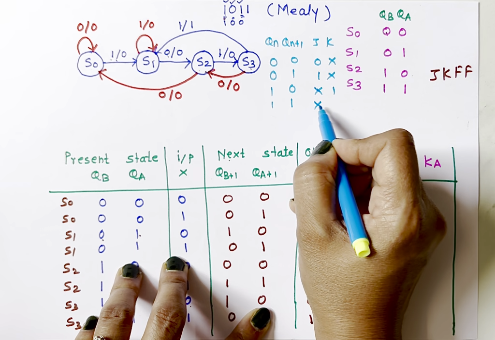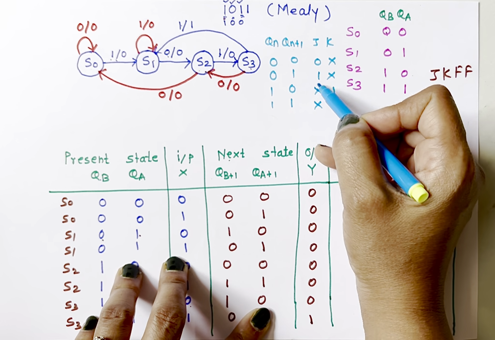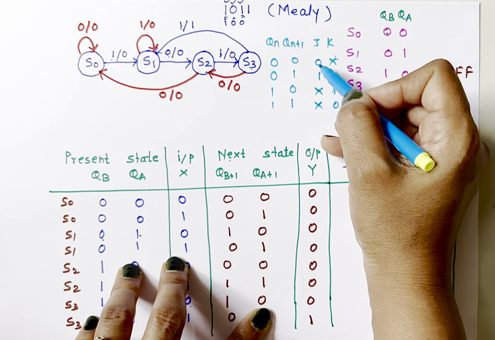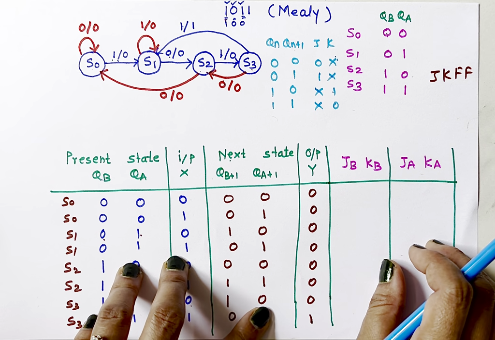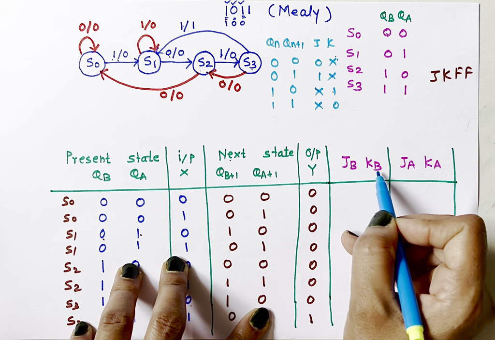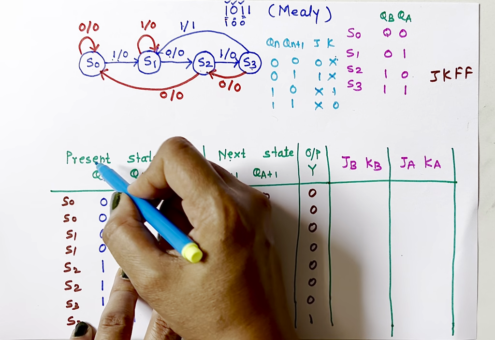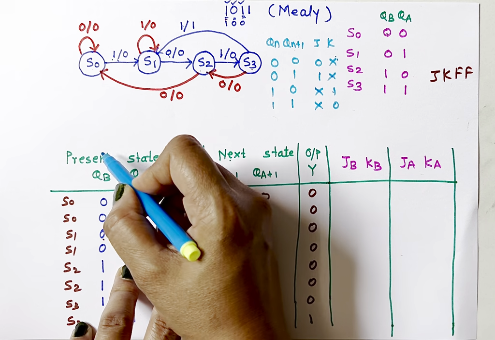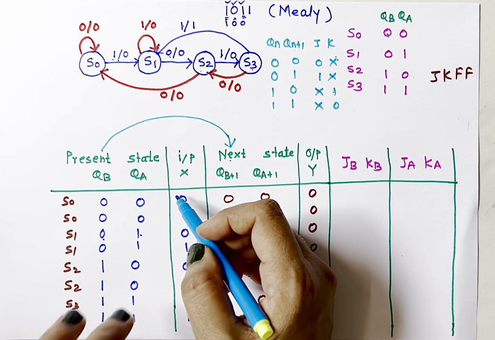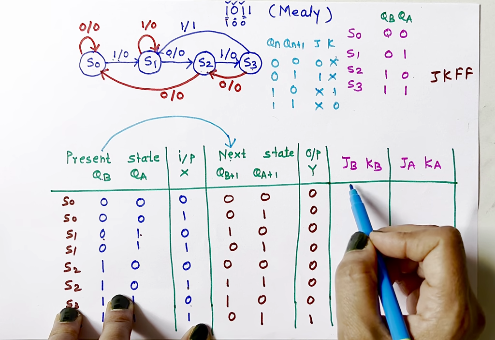1, 1, it is don't care 0, or you can remember it as 0, 1, don't care, and here it is exactly opposite, don't care, 1 and 0. So this is excitation table for JK flip-flop. Now to find values of JB, KB, we need to compare this QB with QB plus 1 here, and then we'll get JB, KB.